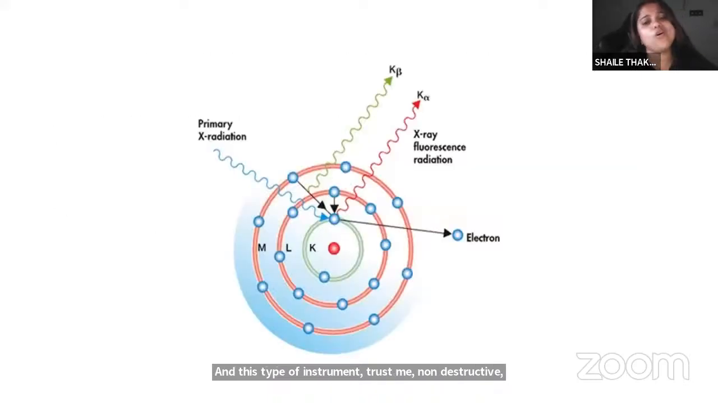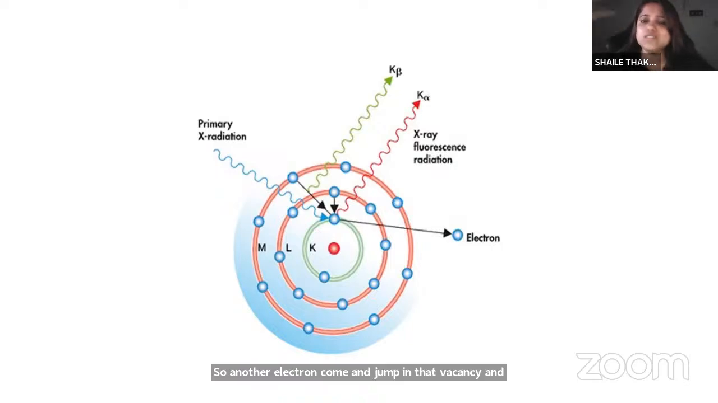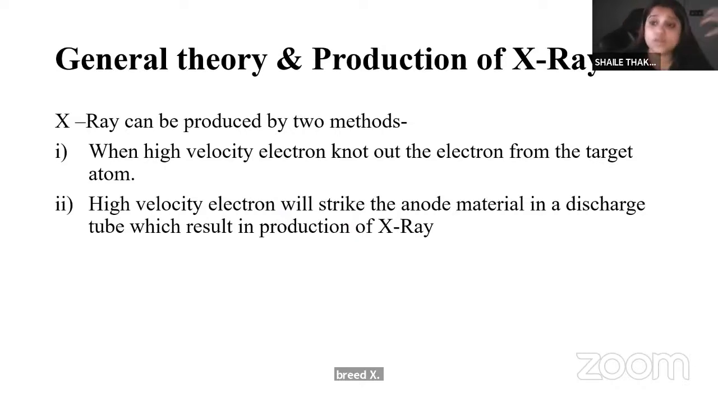You all have studied in class 12 that whenever one electron jumps from a higher state to a lower state, what happens? There is a creation of a vacant shell, and that vacant shell needs an electron to become stable. So another electron comes and jumps into that vacant shell, and at the same time there is a release of energy, and that is the fluorescence radiation or secondary X-ray. So basically, this is the production of X-ray.